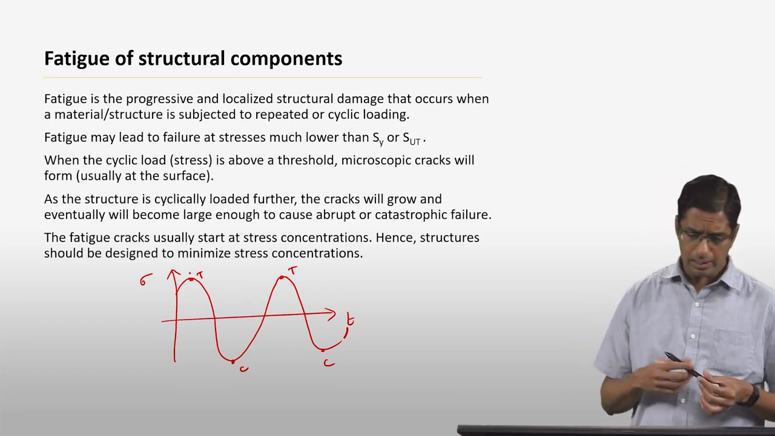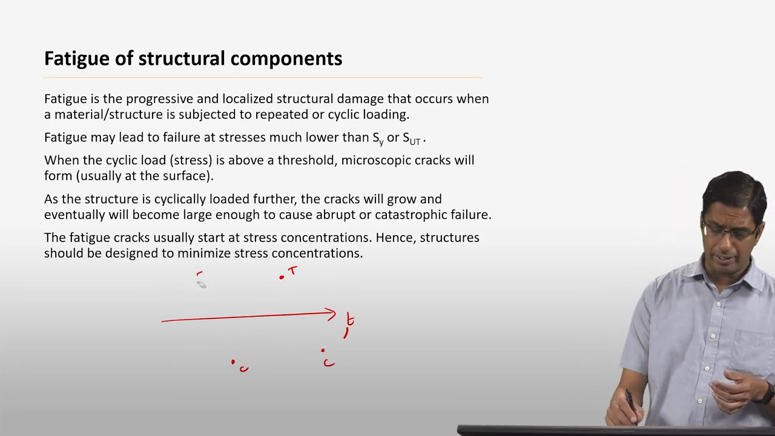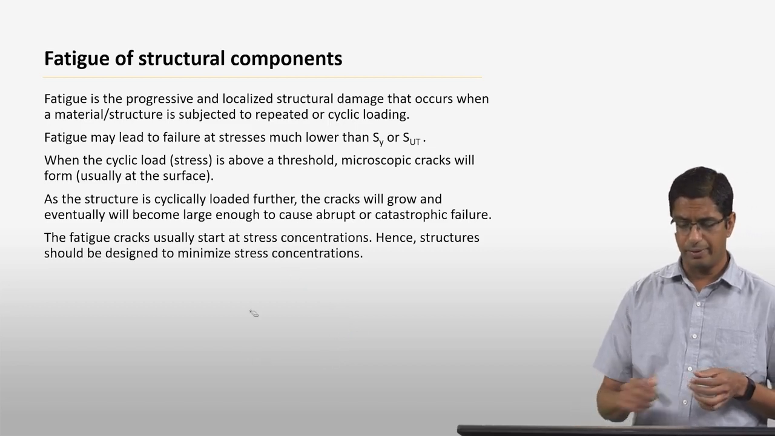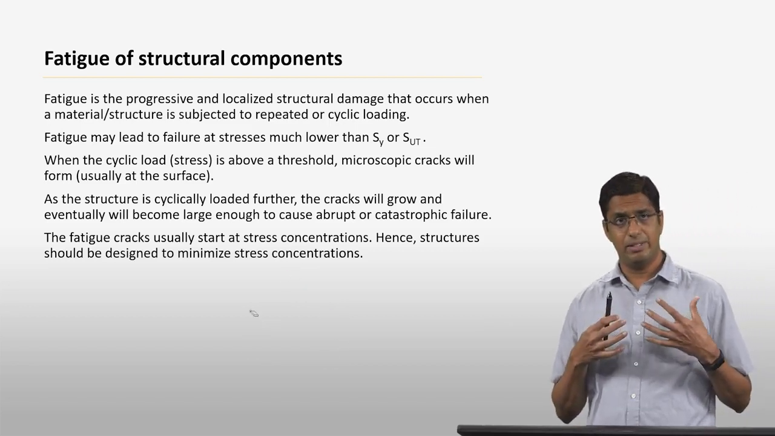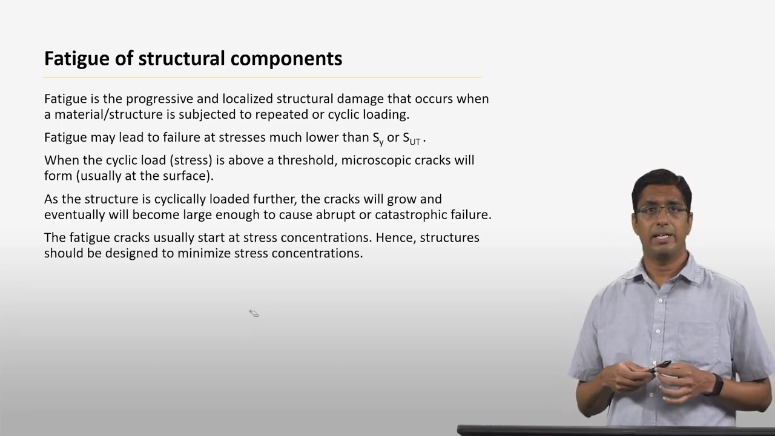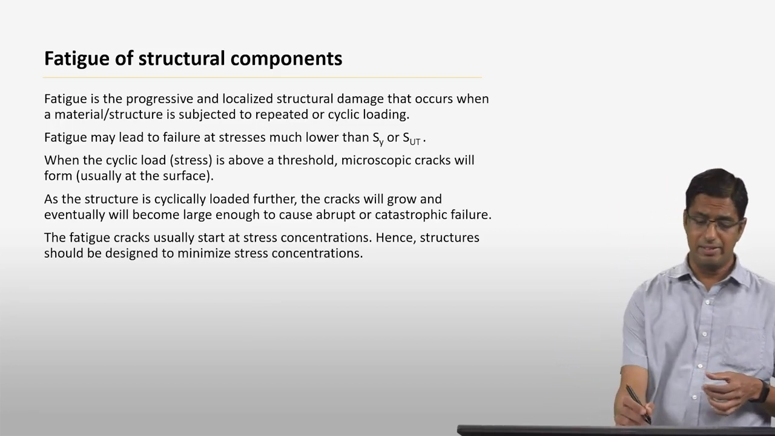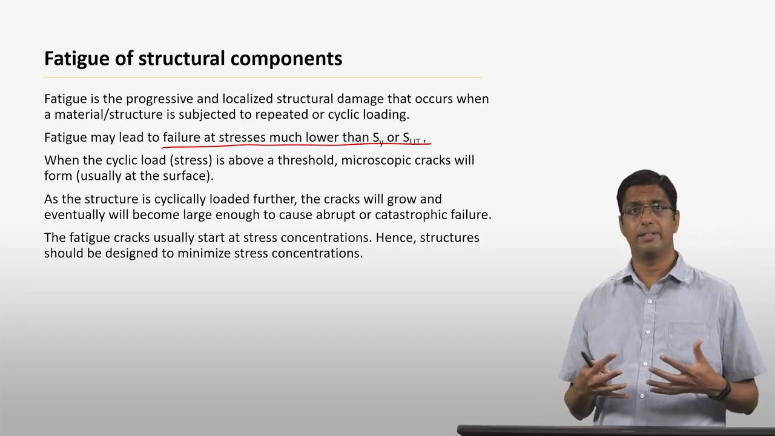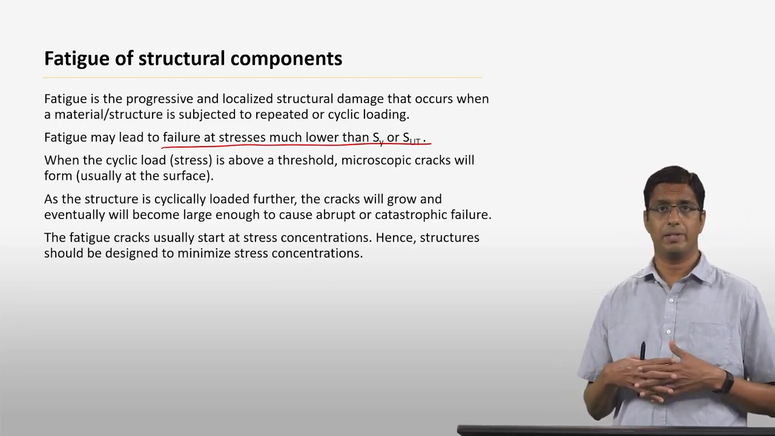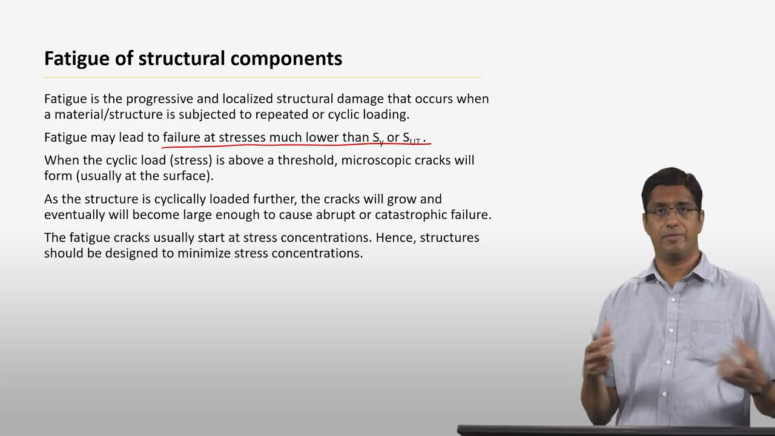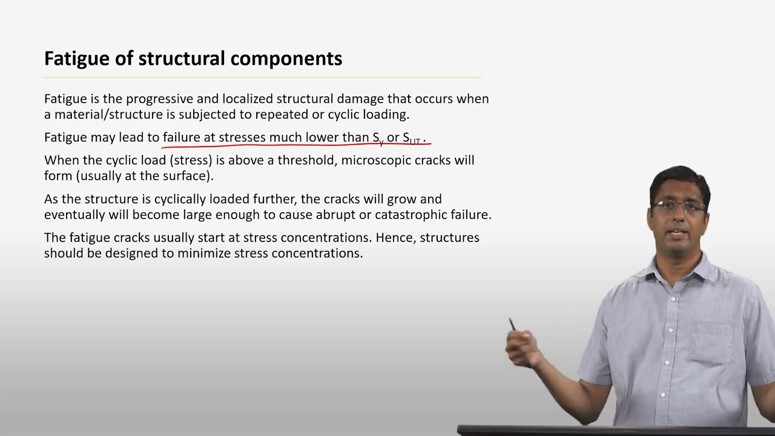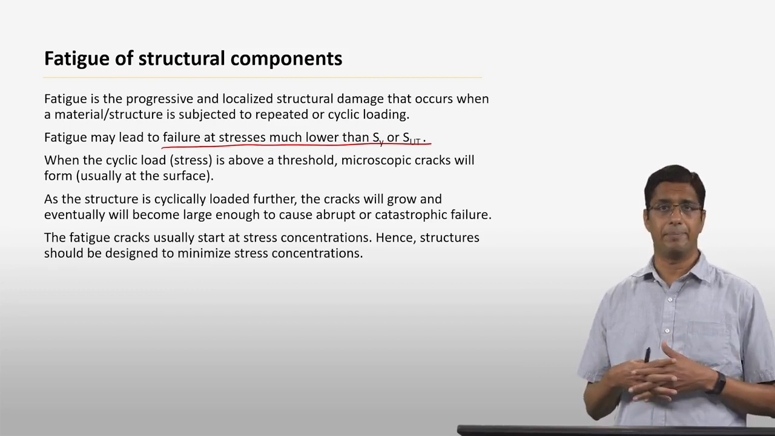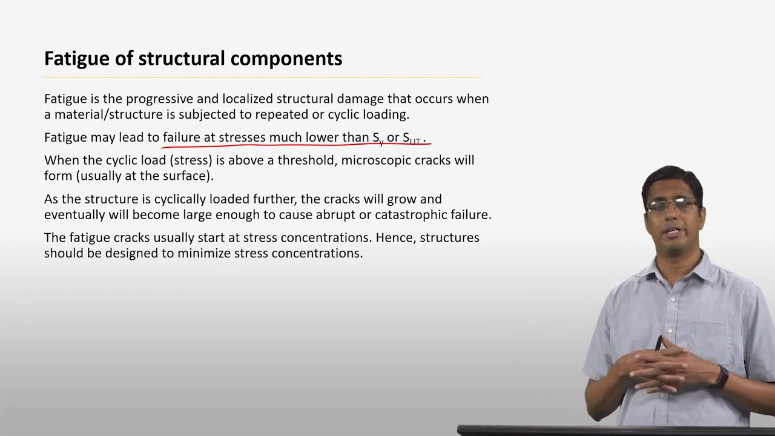Okay, now why are we worried about this fatigue loading? The reason that we are worried about fatigue loading is that when you have this kind of cyclic loading, then failure will start at stresses that are much lower than your yield strength or the ultimate tensile strength. Okay, so if you take a bar of steel, for example, and then do a tensile test, you will see, okay, it yields at maybe like 300 MPa and it fails at like 400 MPa.